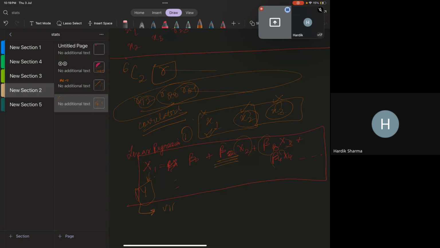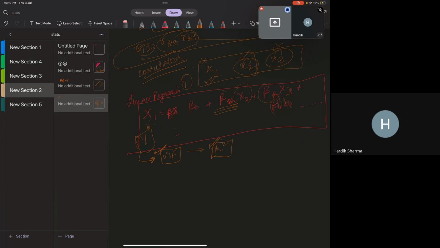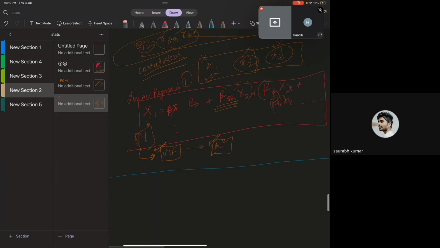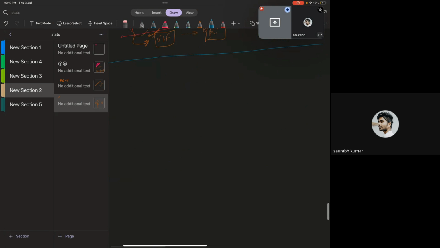So we do certain sort of these steps, and this is how we create a VIF. But VIF we'll cover after we have learned R square, because it's entirely dependent on R square, and without R square you will not understand VIF. So there's no point doing it right now. Clear, everyone? Okay.